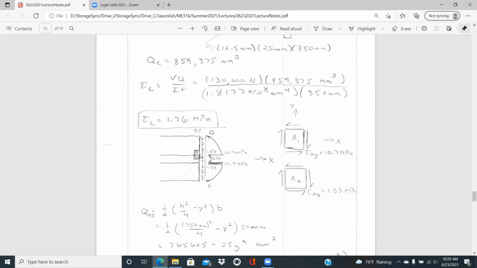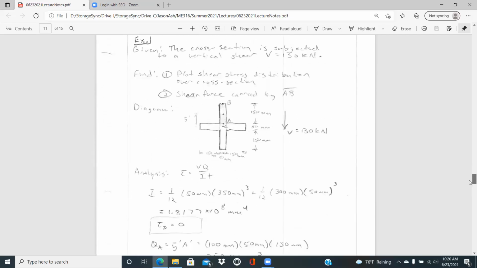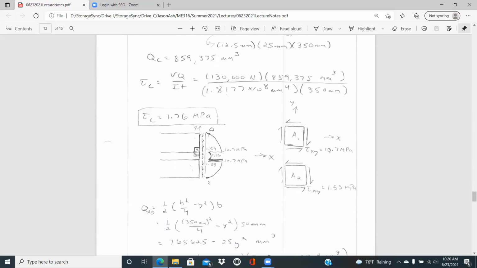And so if you were to look at A1 and A2 just above and just below that point A there, just above it would be 10.7 megapascals, and just below would be 1.53 megapascals.